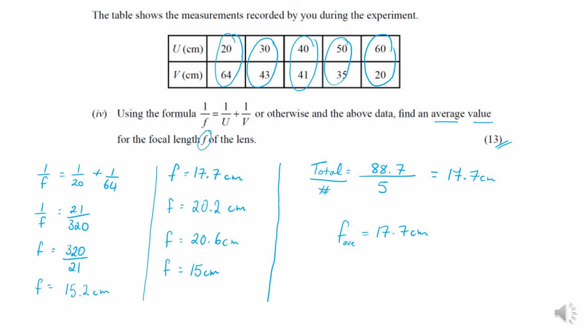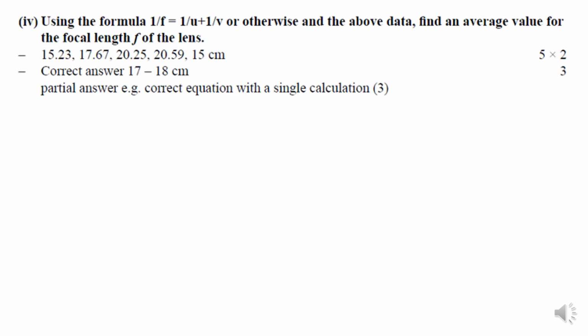So let's see, did I get 13 out of 13? So here are my values. So yeah, we had 15, 17, 20, 20 and 15. So there were 2 marks for each of the 5 f's. Okay, and getting your average, it will depend on how many digits you include and where you rounded. If you got somewhere between 17 and 18 centimeters, you get the final 3 marks. Okay, if you wrote down the equation with a single calculation, so just did it once, you got 3 marks in total. So I think we got 13 out of 13 there.